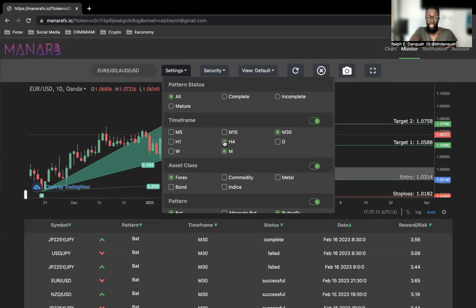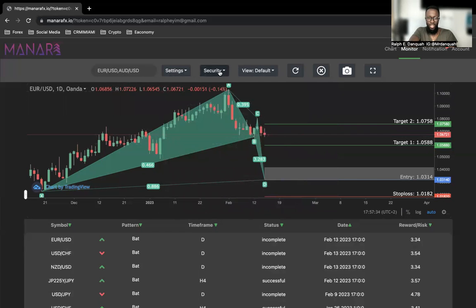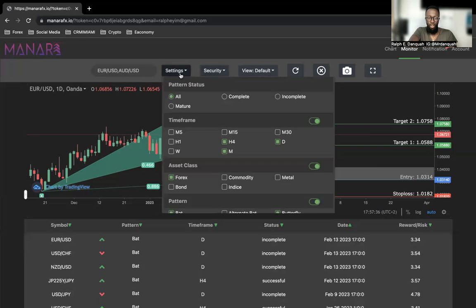Now, if you're really patient, you want to do H4 and daily. That's called swing trading. If you are really, really patient, like the banks, it's called position trading. That's weekly and monthly. That takes a long time to happen. So take heed of these.